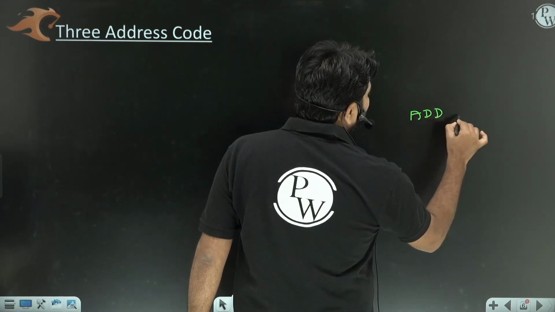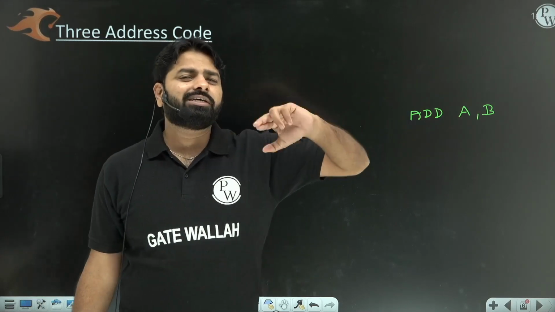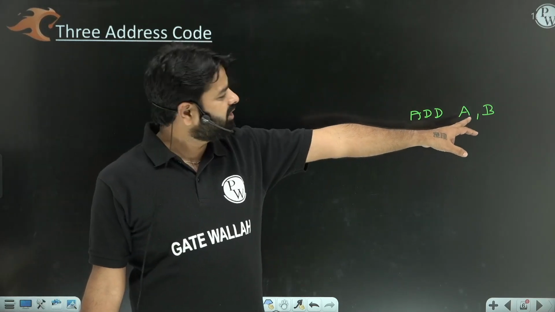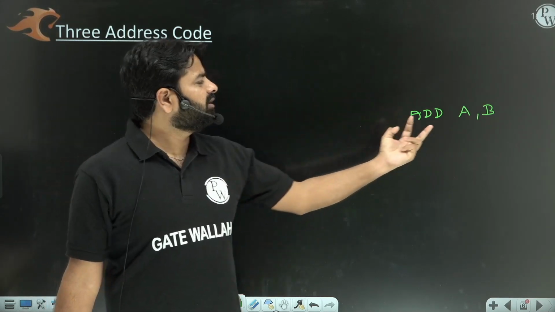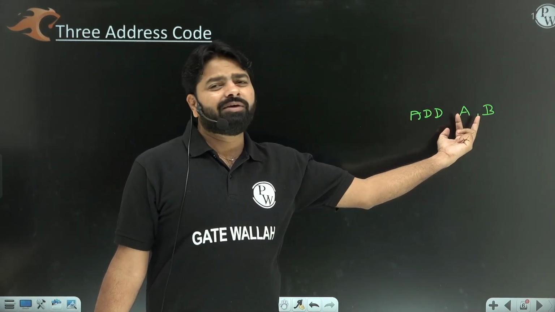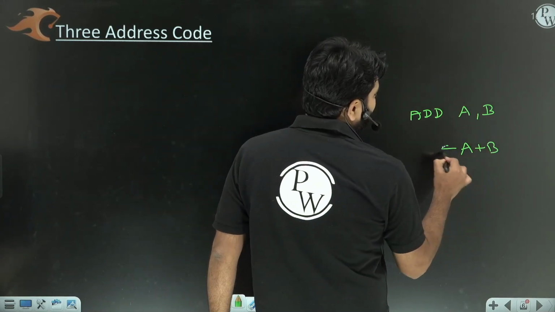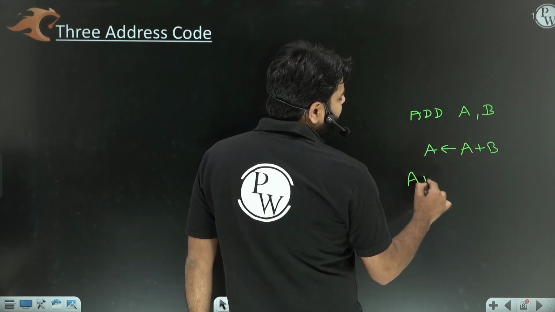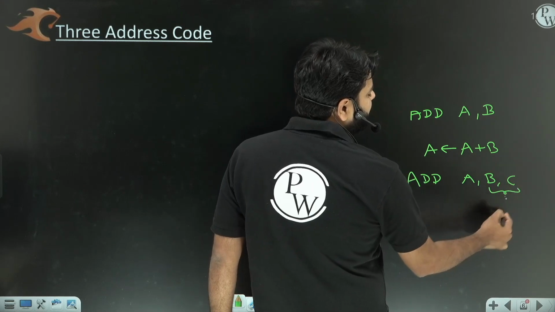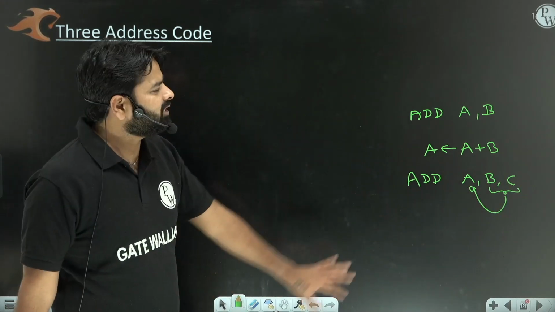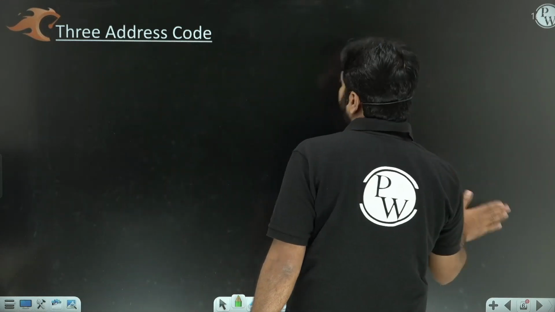Like if you are writing, let's say, add A comma B, then you take 2 inputs A and B and you will send to some register, let's say A, as the target. So you are dealing with 3 addresses where A plus B will be stored in A. Or sometimes you may write add A comma B comma C. Maybe you will add B and C and then you will put in A. That's also fine, but maximum you will deal with 3 addresses in most of the standard assembly codes.